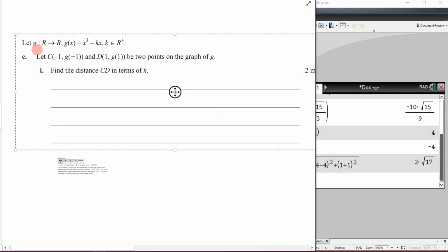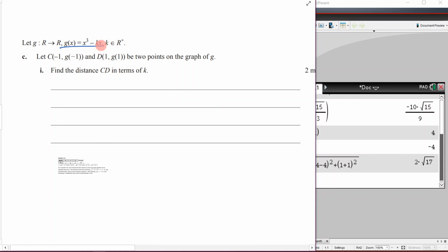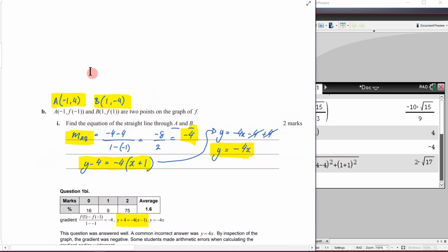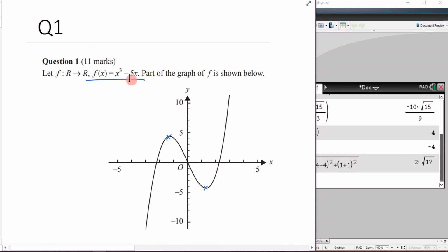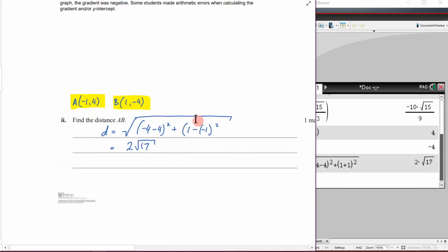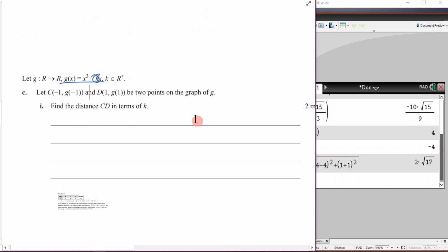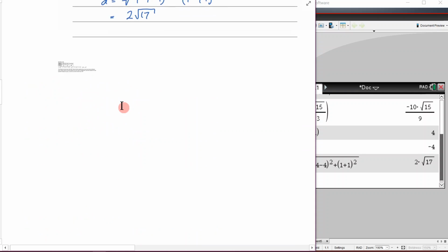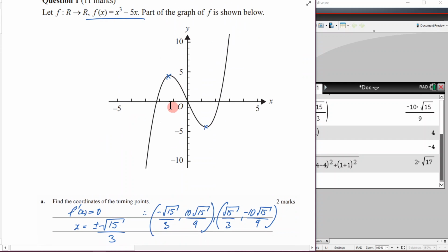Here we're told let G be equal to this, and as you can see, we've got this K here. So this looks very similar to what we were previously dealing with, but there it was a minus 5x, and it looked like this, and now instead of that, we simply have a K in the spot. And K is a positive real number, so it's going to look pretty much, I believe, like what we're dealing with here. Okay.